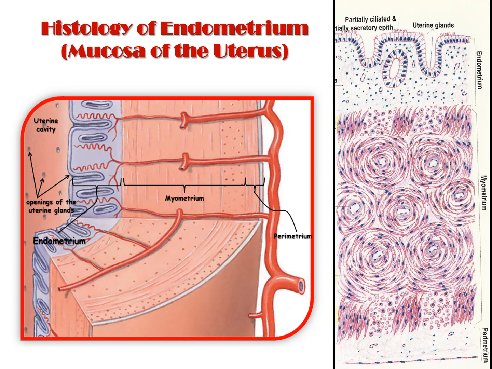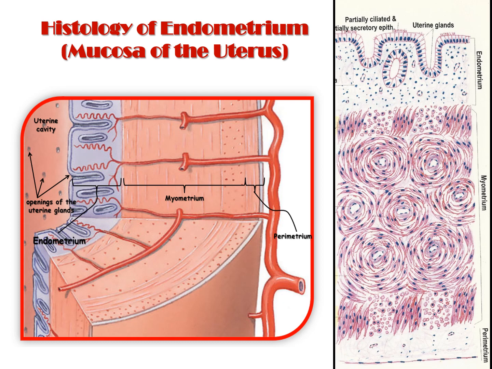If we take a brief look at the histology of the uterus, because the histology of the uterus is linked to the menstrual cycle, and to understand the menstrual cycle, we need to understand the histology of the uterus. I will not go through the full histology of the uterus, but I will explain only the histology of the endometrium of the uterus.